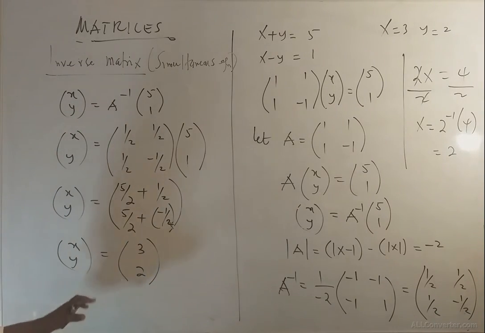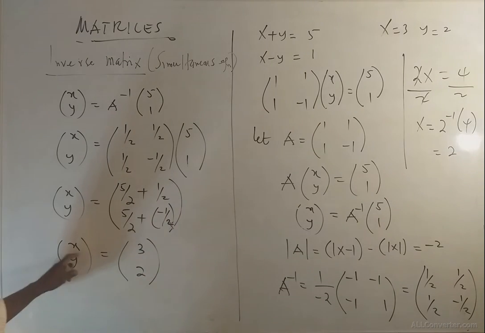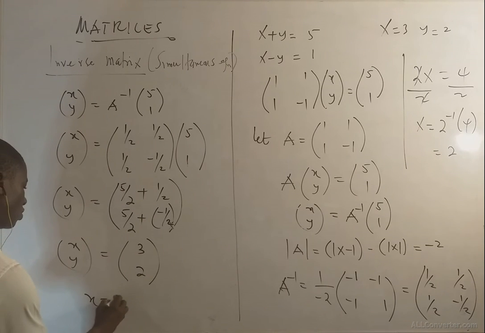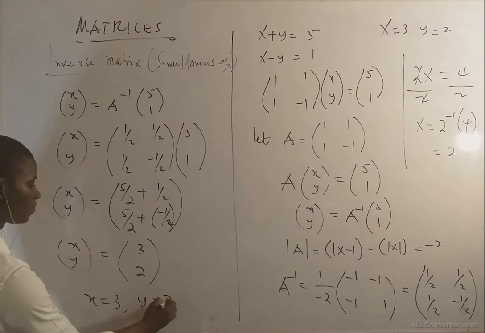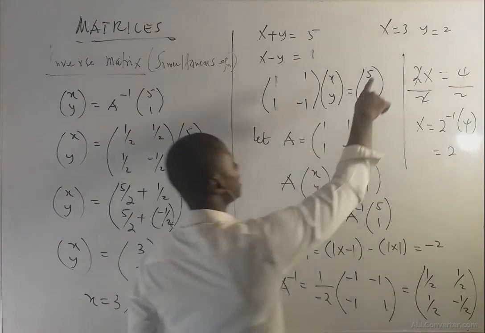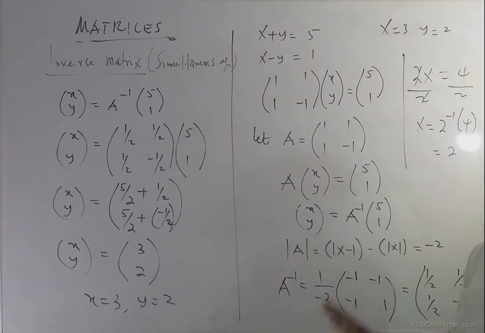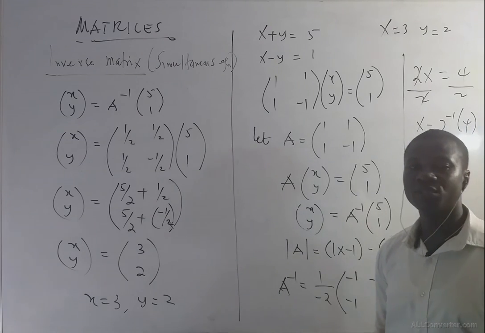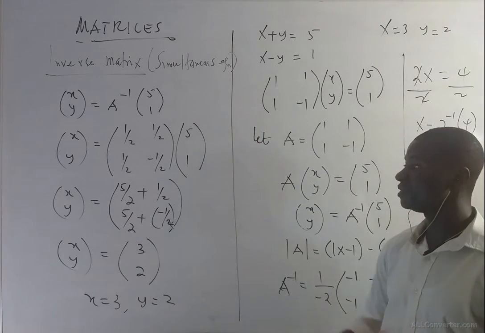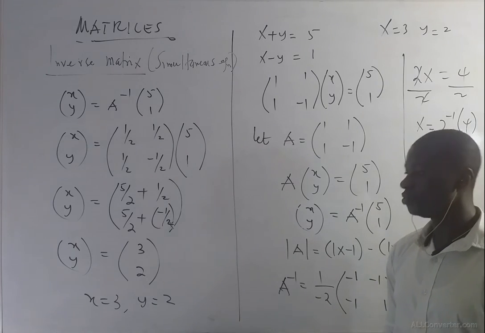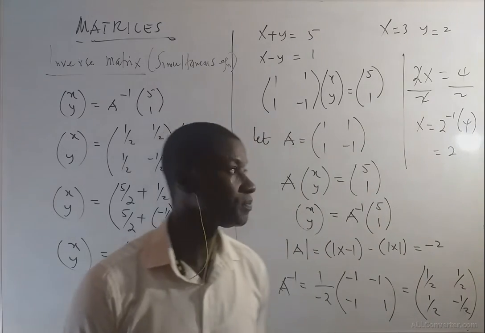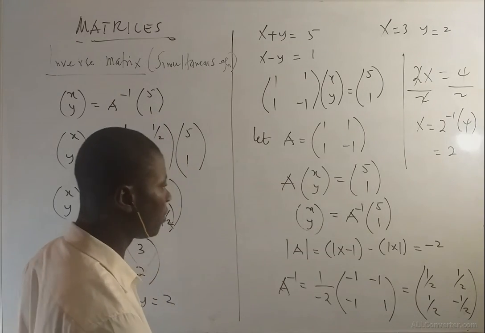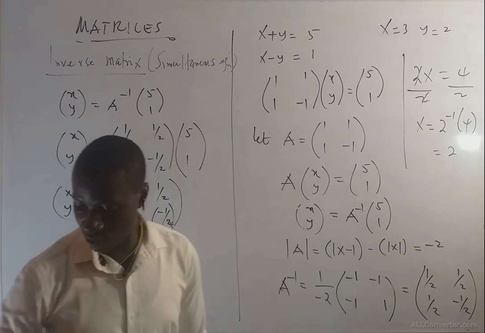So when you look at this, there is an equality between the two column matrices. And so the first element can be equated to the first element, and the second element can also be equated to the second element. So you can say that x equals 3 and y is equal to 2. So you see that we are getting the same answer. That is what we had: x equals 3, y equals 2. So that's how we use the inverse matrix approach to solve simultaneous equations. And I guess you understand that. And so these are the two things I want you to take note of.